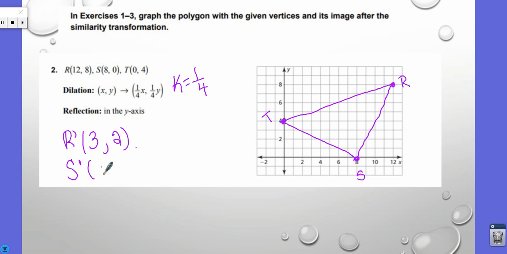So 8 times 1/4 is 2. 0 times 1/4 is 0. And then T prime would be 0 times 1/4 is 0. And then 4 times 1/4 is 1.